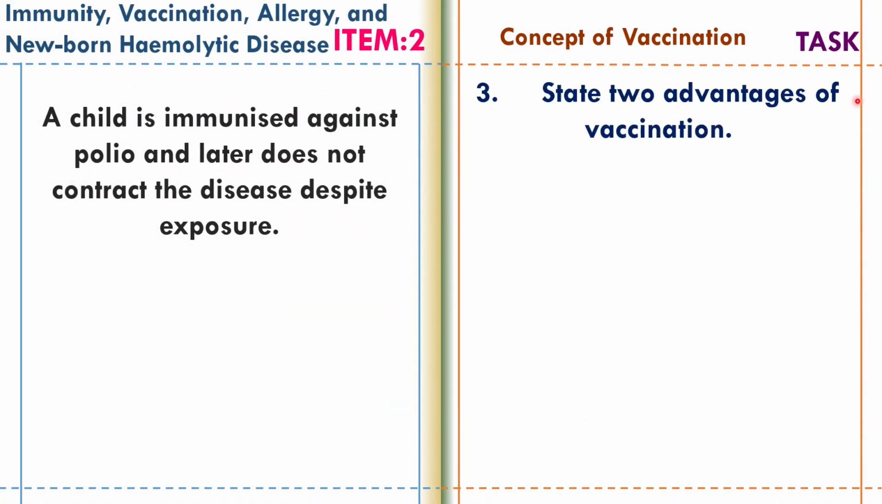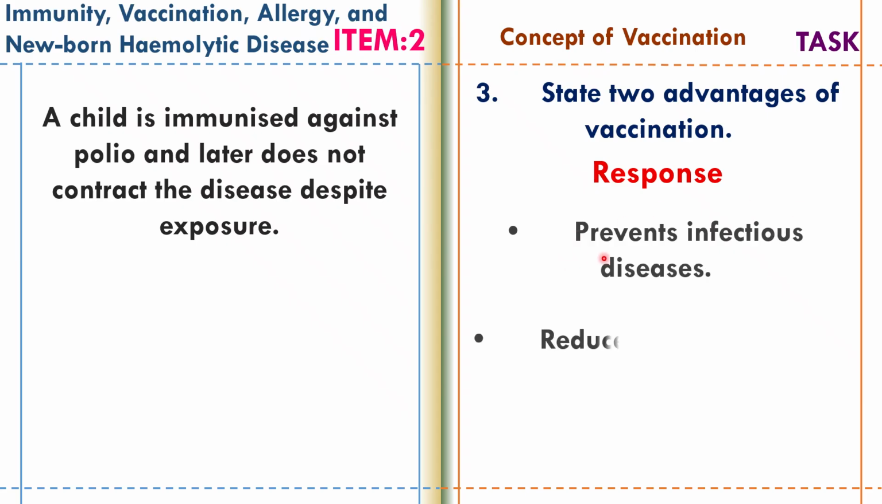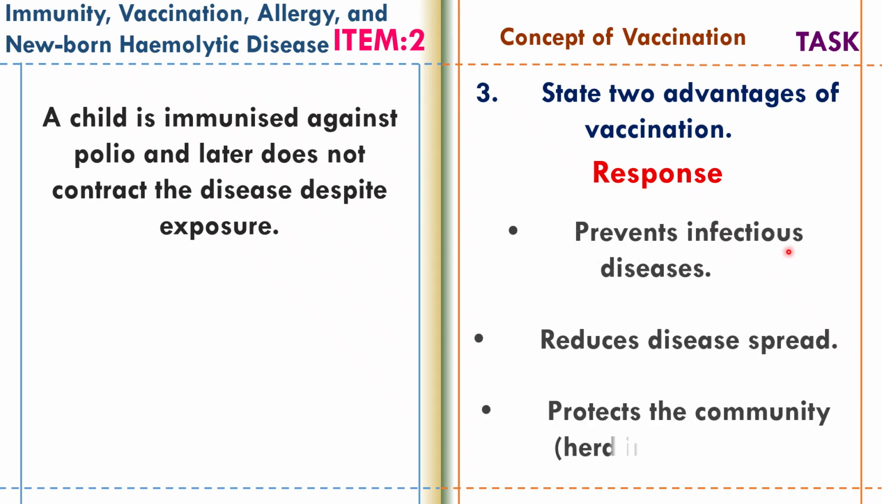State 2 advantages of vaccination. Prevents infectious diseases. Reduces disease spread. Protects the community, what we refer to as herd immunity.